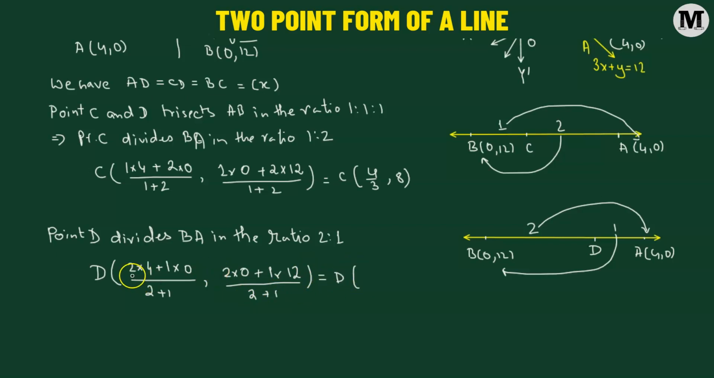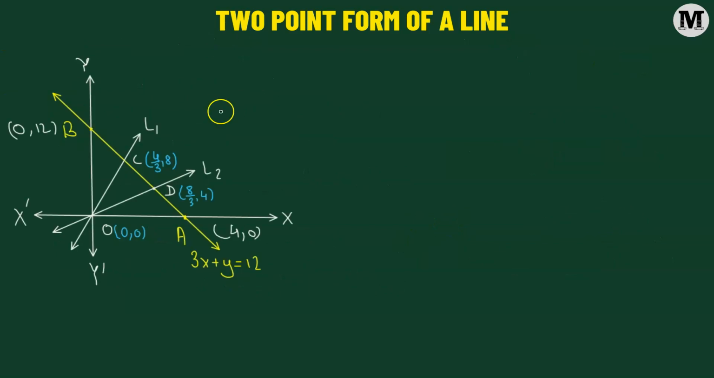So we have 2 times 4, that's 8. We have 8 divided by 3. And then the y coordinate will be simply 12 over 3, which is 4. So now we have the coordinates of point D. Let's go to our figure. So we have the coordinates of point C and point D.